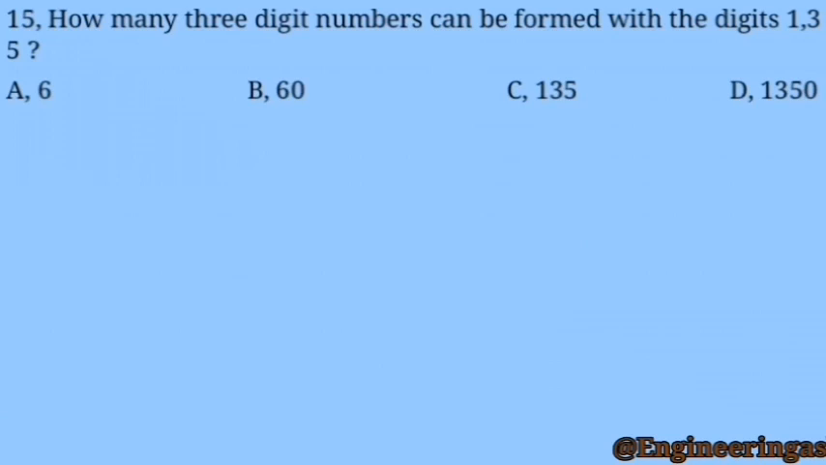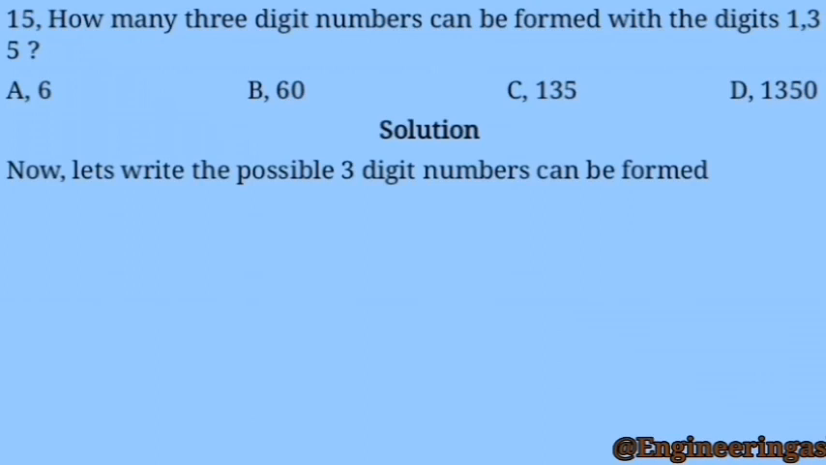How many 3-digit numbers can be formed with digits 1, 3, and 5? Okay, let us write the possible 3-digit numbers that can be formed. The first can be 135. The second can be 153. The third can be 351, 315, 513, 531.